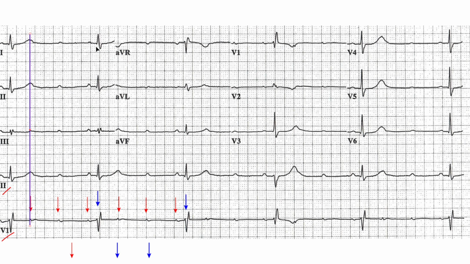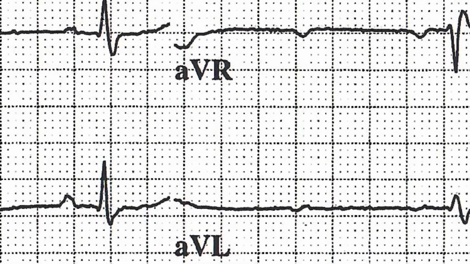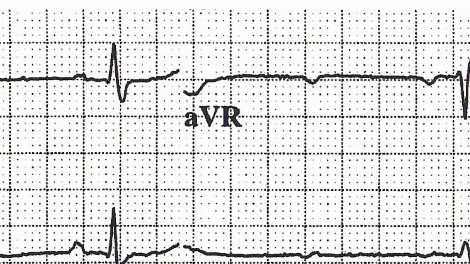Okay, now another thing I want to take a look at. This right here, to me, looks very much like an incomplete right bundle branch block because of this slurred S over here. So in lead V1, when I see this, my mind immediately goes to right bundle.